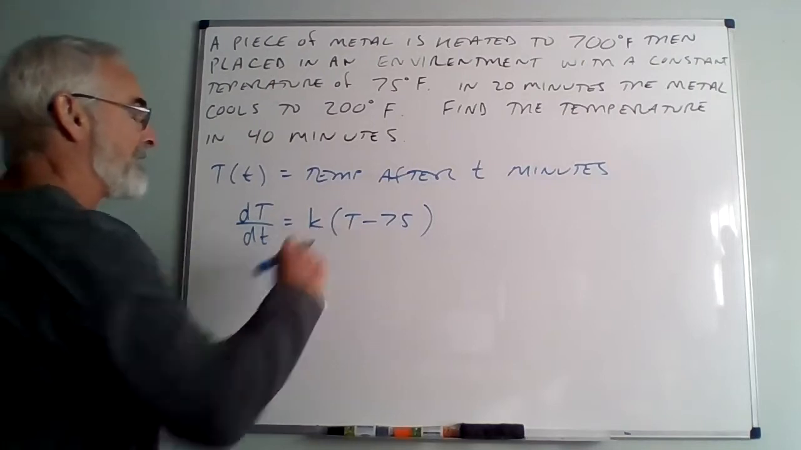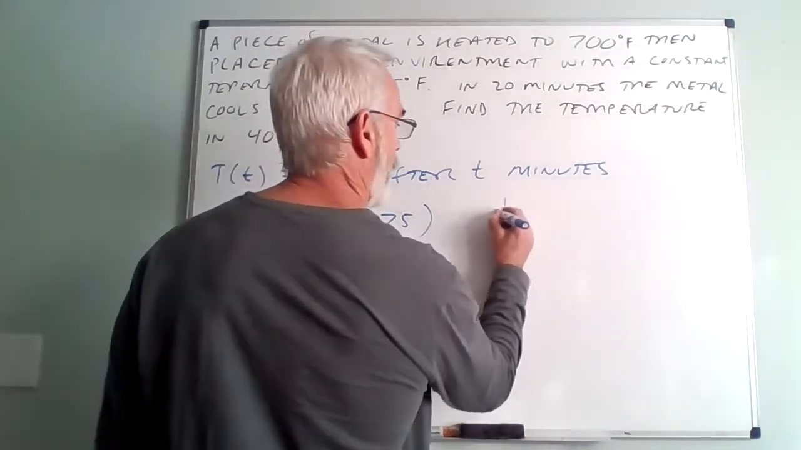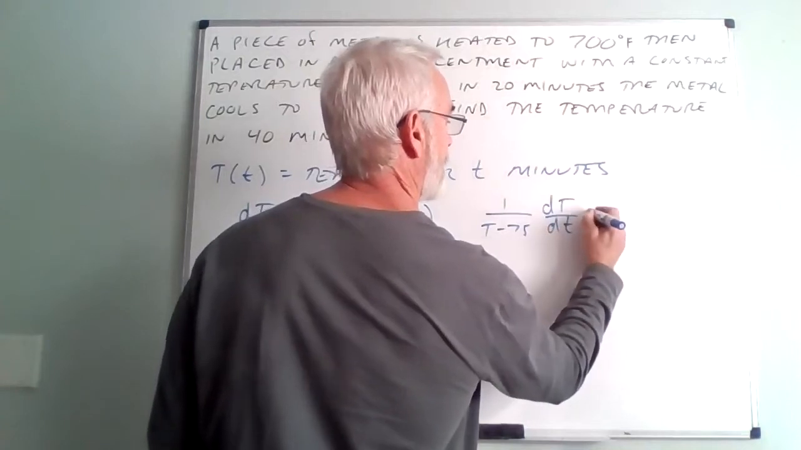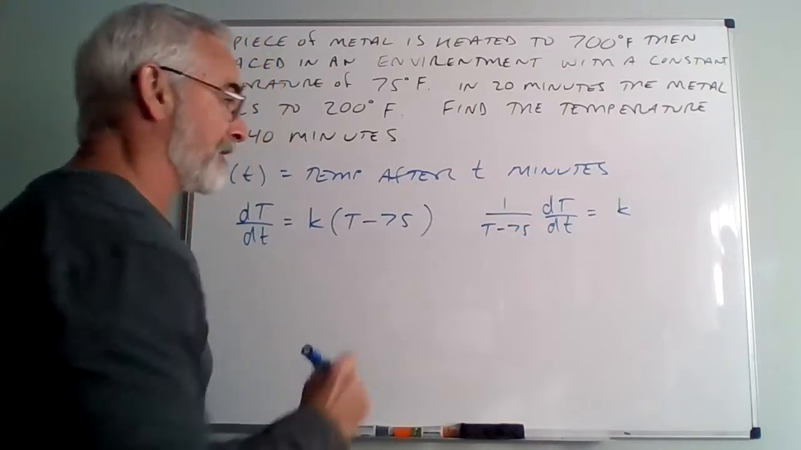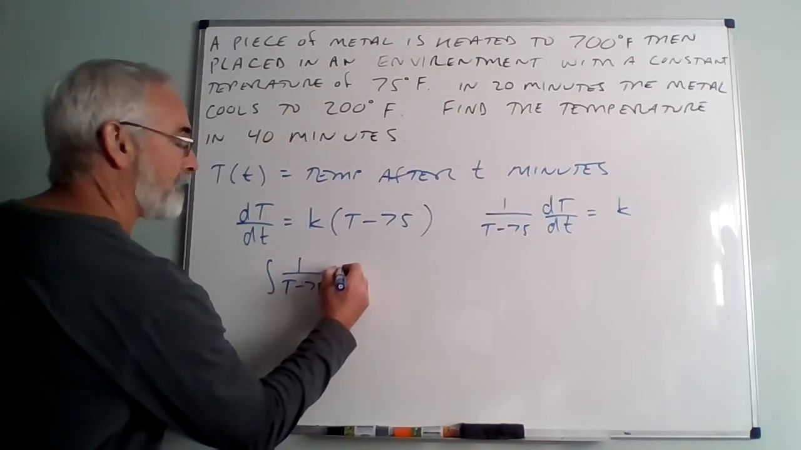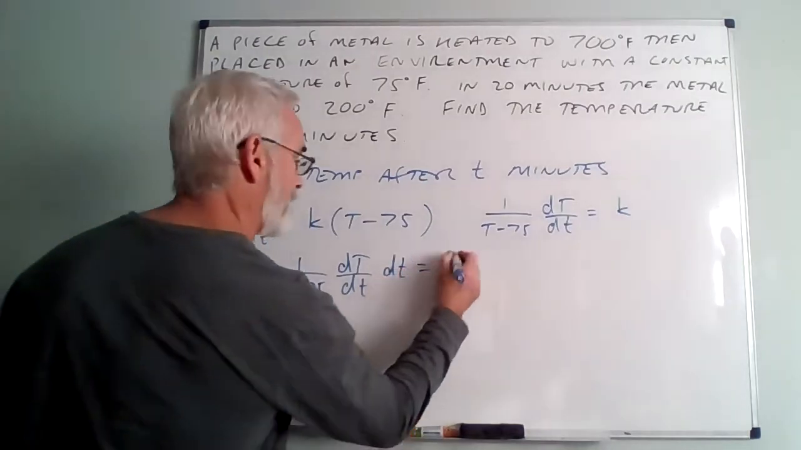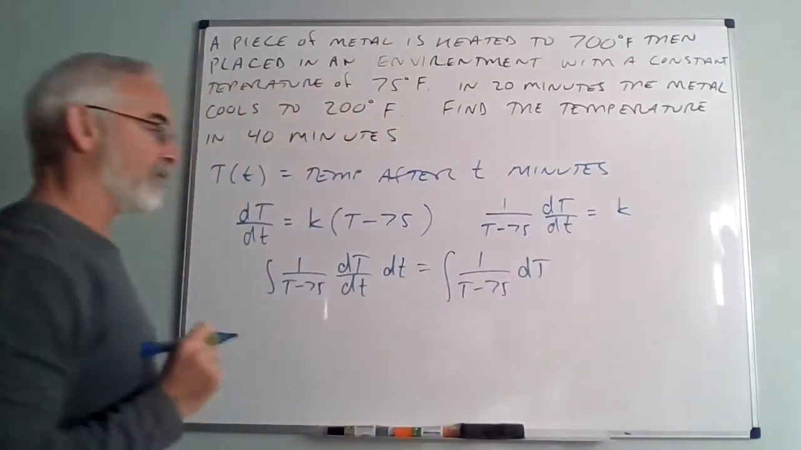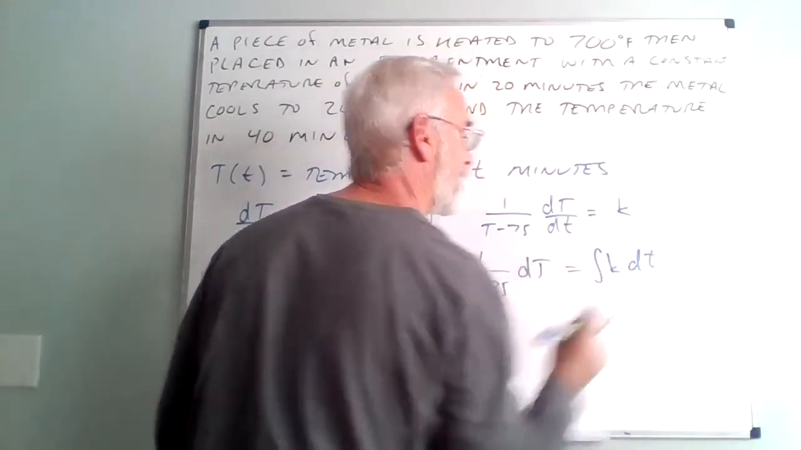Now, in order to solve this differential equation, we rearrange it and write it as follows: 1 over (T minus 75) dT/dt equals k. Now, if we integrate both sides with respect to little t, we have the integral of 1 over (T minus 75) dT/dt dt, which we know is just the same as the integral of 1 over (T minus 75) dT with respect to big T, and that equals the integral of k dt.